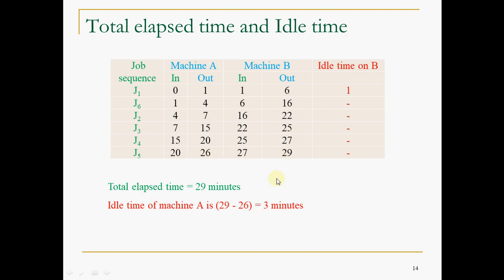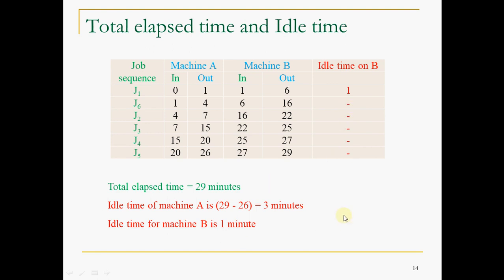Then coming to the idle time of machine B, it is just 1 minute in the beginning, because it has to wait 1 minute at the start. Then continuously it is in process without any gap, like in the previous problem. Hence 0, 0, 0 I can say. There is no idle time in between, so just 1 minute.